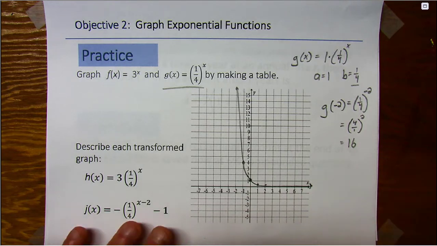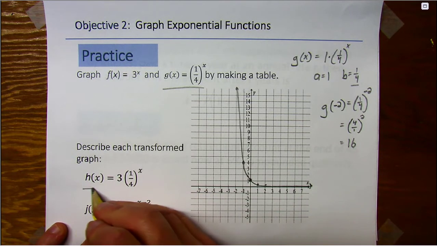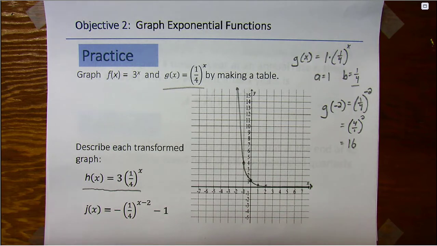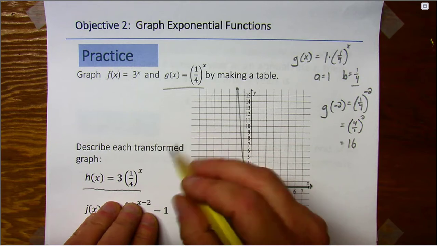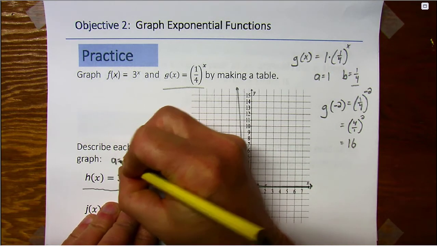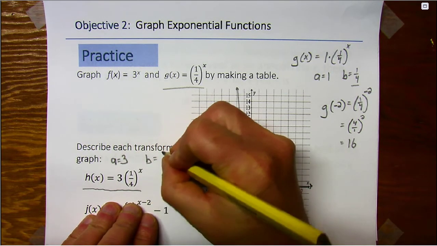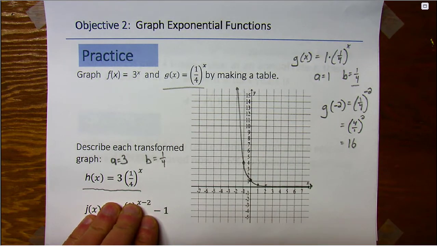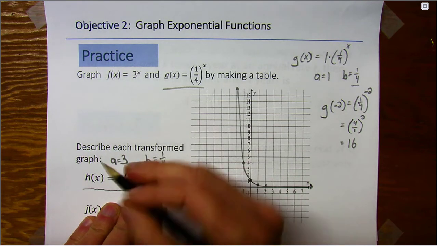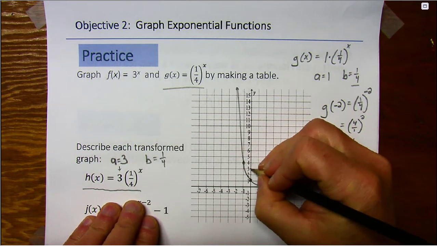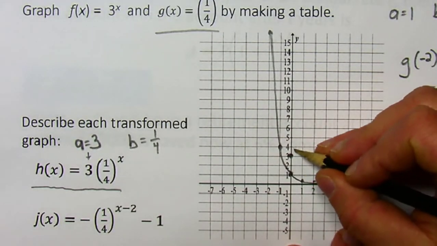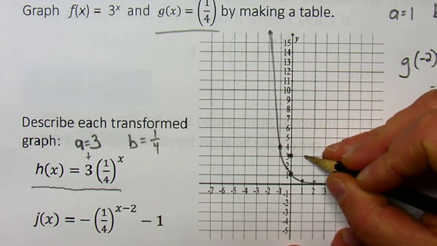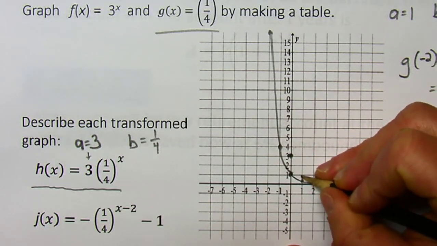Now let's look at some transformations. Let's look at h of x. h of x is equal to 3 times 1/4 to the x. Now this is just like the one we just did, but notice here our a value is 3 while our b value is 1/4. That changes things. When our a value is 3, that means that we would start out with a y-intercept at (0, 3).